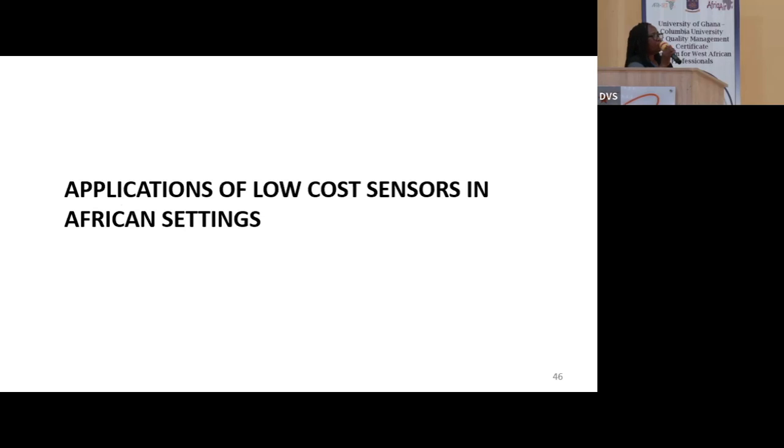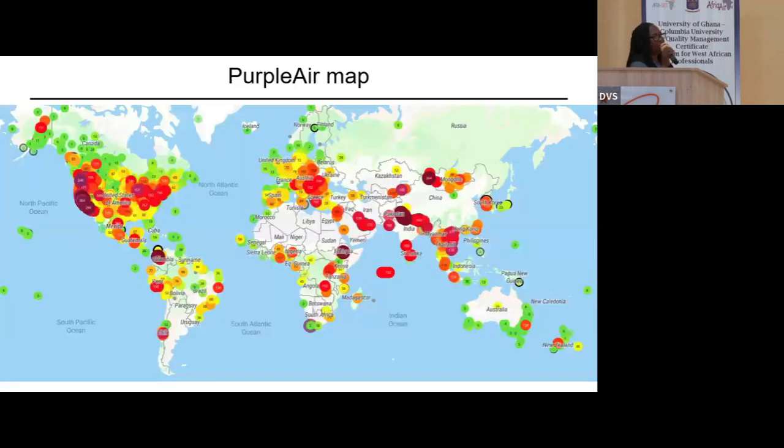Next one. So I want to look at the applications in African settings of low-cost sensors. Generally, this is PurpleAir. You can see there's a lot of PurpleAir globally, everywhere right now. I think this is a particular low-cost sensor that has a very large network globally. But we don't have much in Africa. We have a few in Lagos, and you can see in Africa it's still a bit scanty.